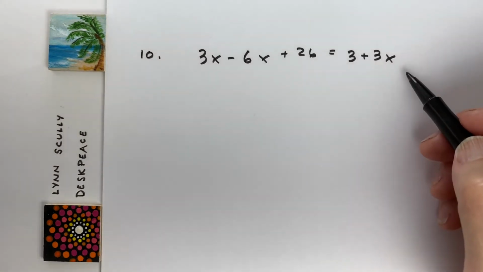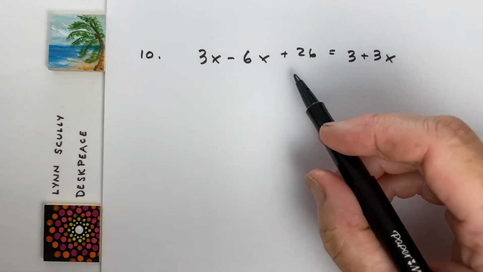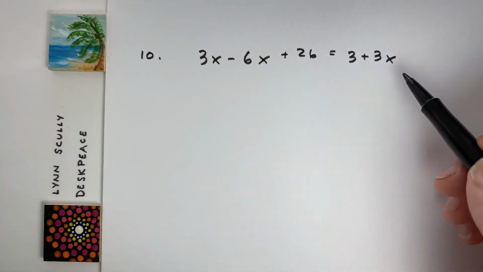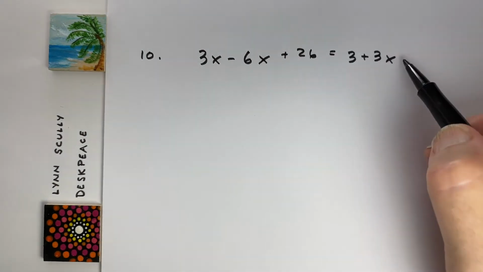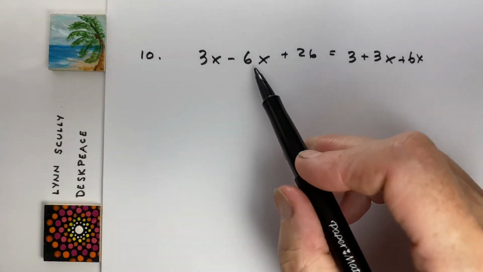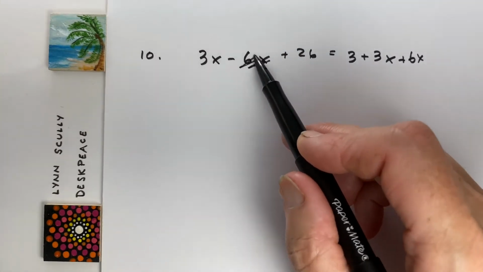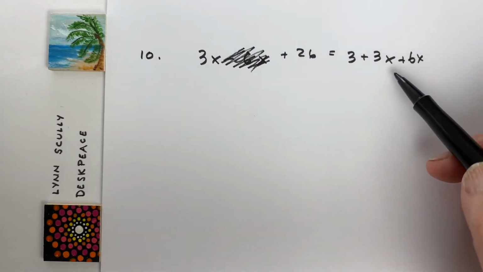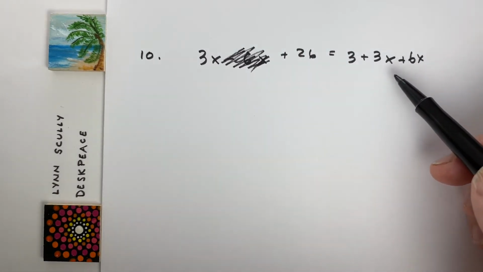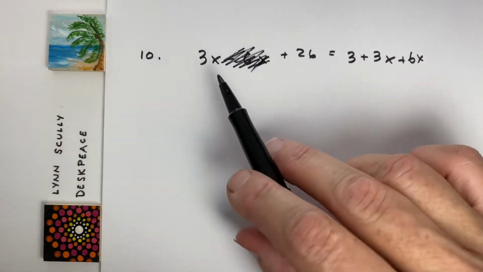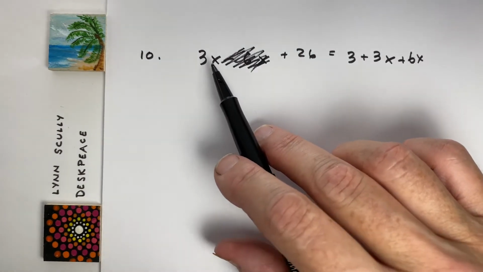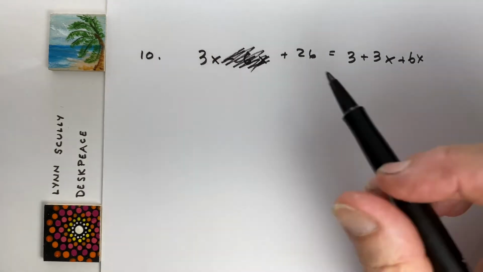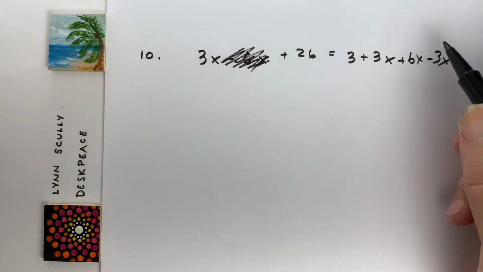Number 10, 3x minus 6x plus 26 equals 3 plus 3x. So I see this minus 6x. I want to add it over here because that's the biggest number and it's minus, and I don't want it to be minus. That's how I start making my decisions. So now, obviously, I'm going to start getting my x's on this side of the equal sign. I see I have this 3x over here, and it's attached by addition, because if there's nothing in front of it, that's understood to be addition. So I have to minus it over to this side.